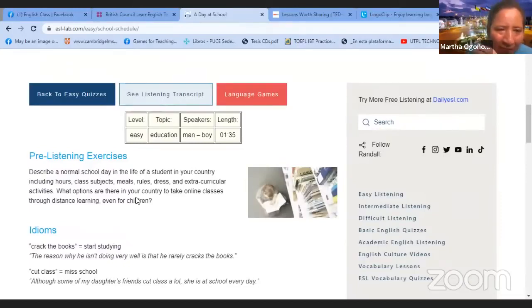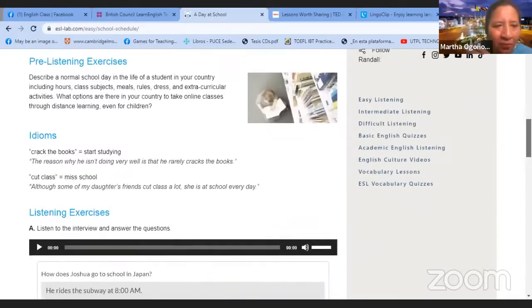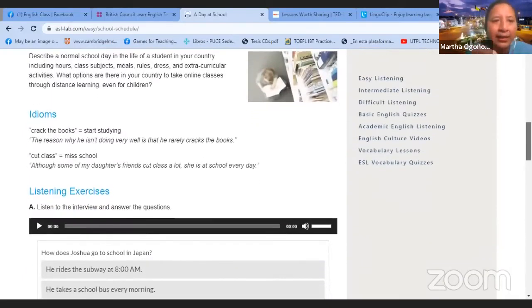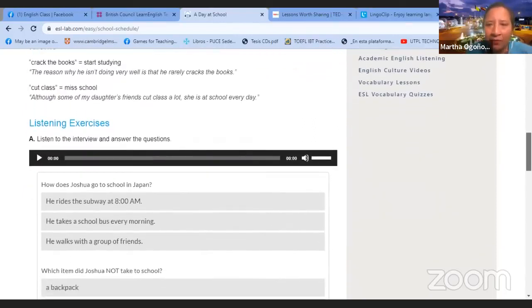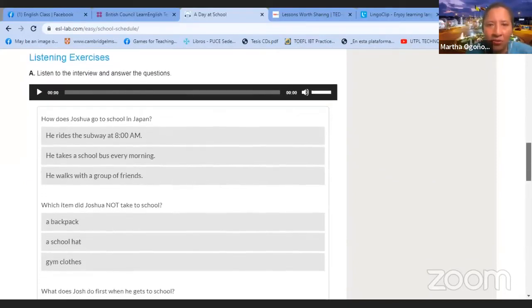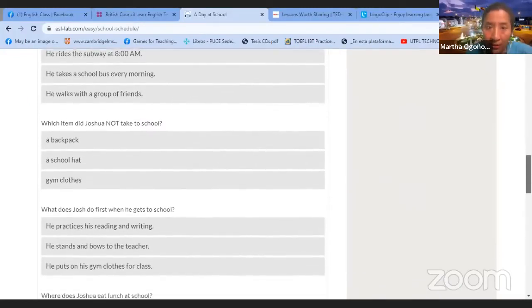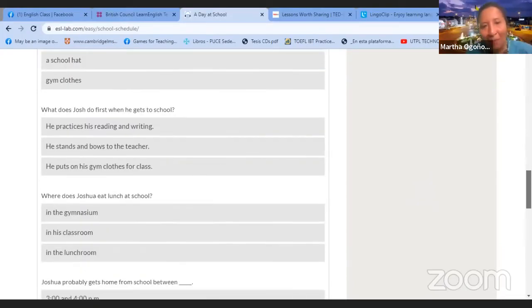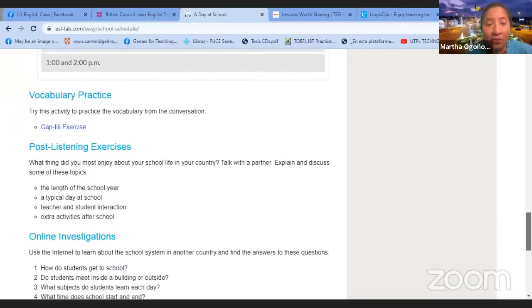Here we have the pre-listening exercises, and next we have the idiom. For instance, we have crack the books and cut class. It provides the meaning, and after that we have the audio. Here we have the questions and options related to that one. So it takes time for us if we decide to do this. Here we can copy and paste, and our students are going to be able to do this.